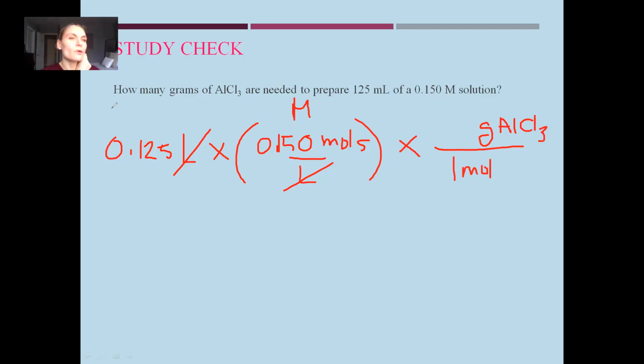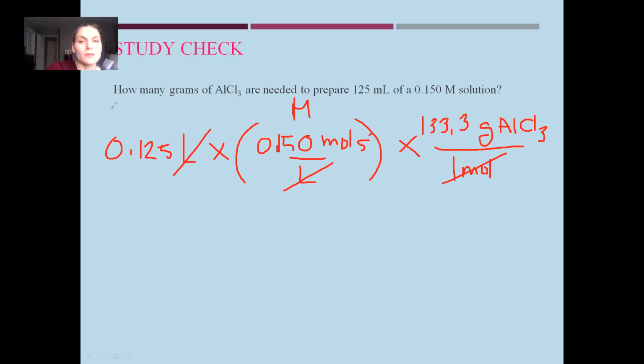And how would I find out our molar mass? How do we remember how to get molar mass? What do we have to use? The periodic table. Periodic table, very good. So the molar mass of AlCl3 is about 133.3. We'll go with that for right now. Kind of somewhere in that range.